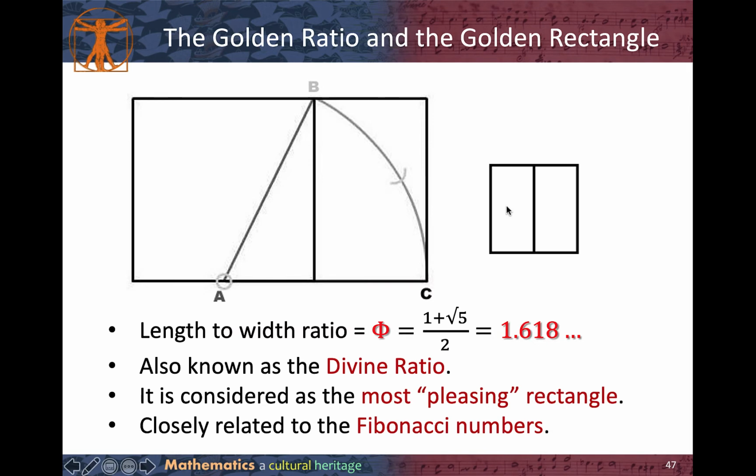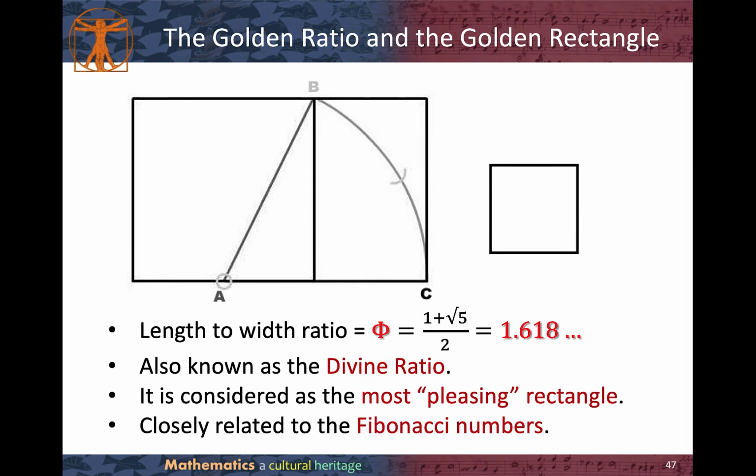Now we will introduce the most famous ratio in mathematics, the golden ratio. The golden ratio, phi, is the length to width ratio (1 plus square root of 5) divided by 2 to 1, which is roughly 1.618 to 1. This is also known as the divine ratio. It is considered as the most pleasing rectangle, and it is closely related to the Fibonacci numbers.